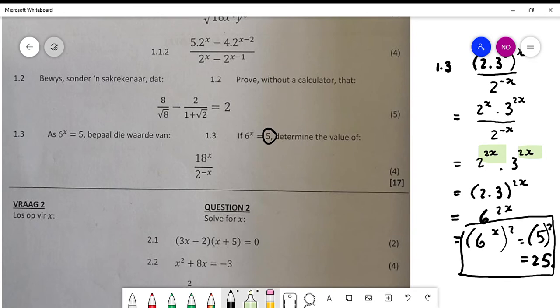Is it a bit tricky? It's difficult to see there what you are supposed to do. But all the simplification up to there, you should be able to do. So you should be able to get 3 of the 4 marks.